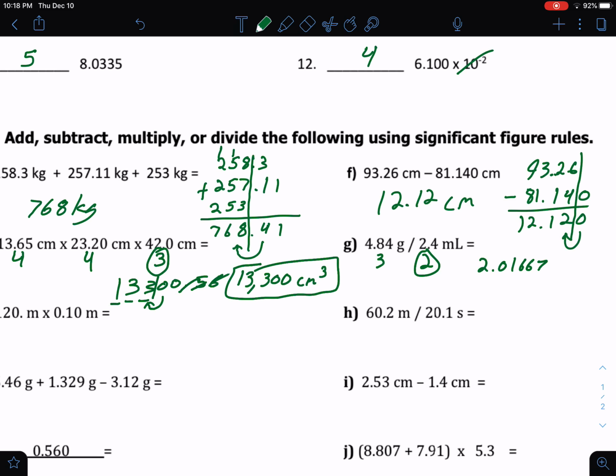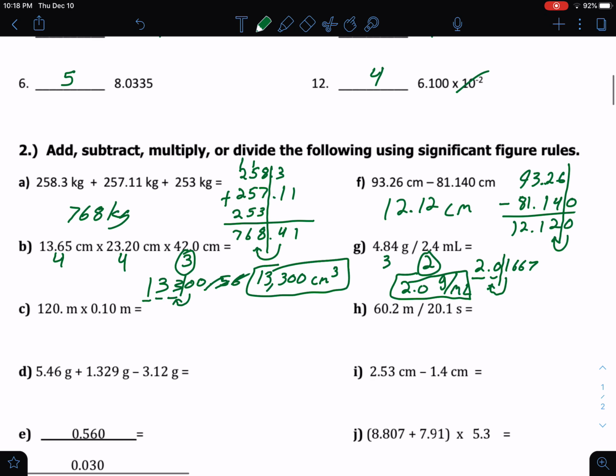But I'm going to count my 2. 1, 2, and I'm going to draw my line. This 1 tells me I'm not going to round that up. So my answer is just going to be 2.0, and my units is just going to be grams divided by milliliters. So since grams and milliliters have nothing to do with each other, all you got to do is just put them on top of each other. Okay, so multiplying and dividing, you just count significant figures and then go with the smallest number of sig figs.